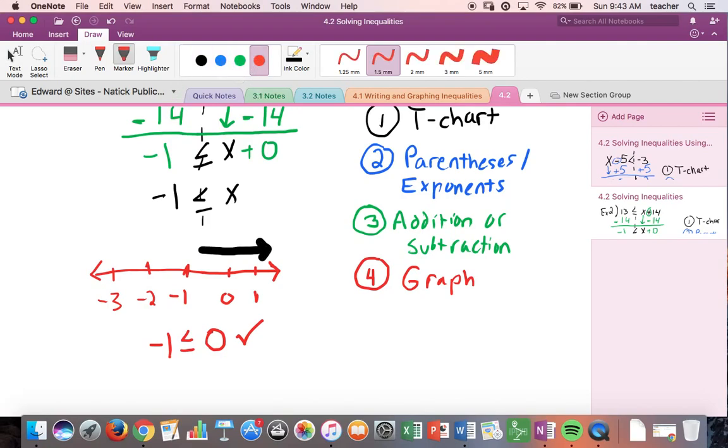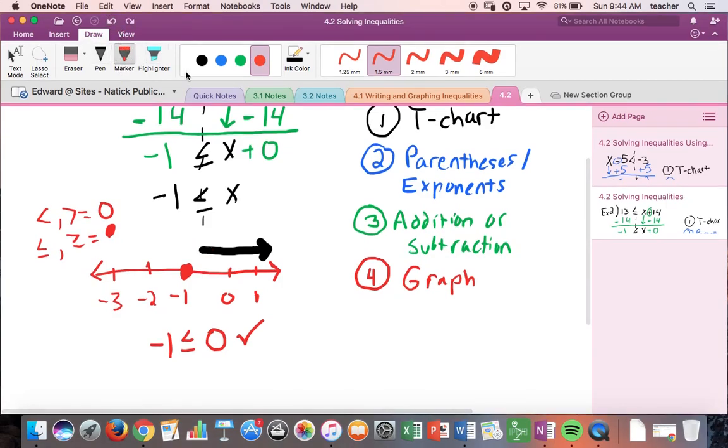And then again, we talked about open or closed circles. So in this case, we have symbols like less than, greater than, and that's an open circle. And then less than or equal to, or greater than or equal to, and that is a shaded circle. So we're going to have a shaded circle, and we put it right on -1. I'm going to add a little bit to this here, just so it's right on top of the circle.